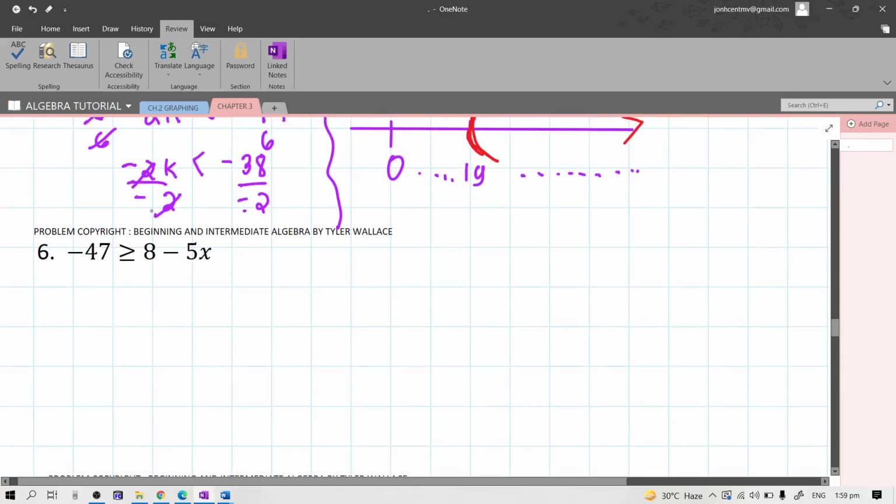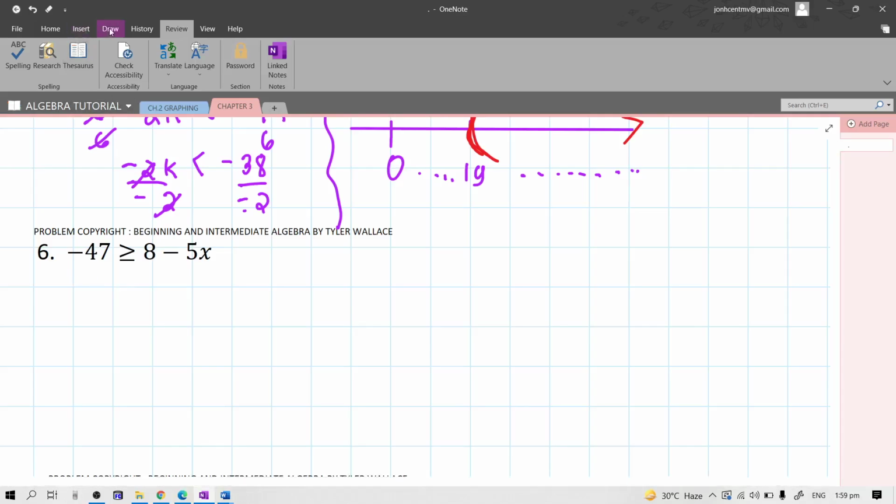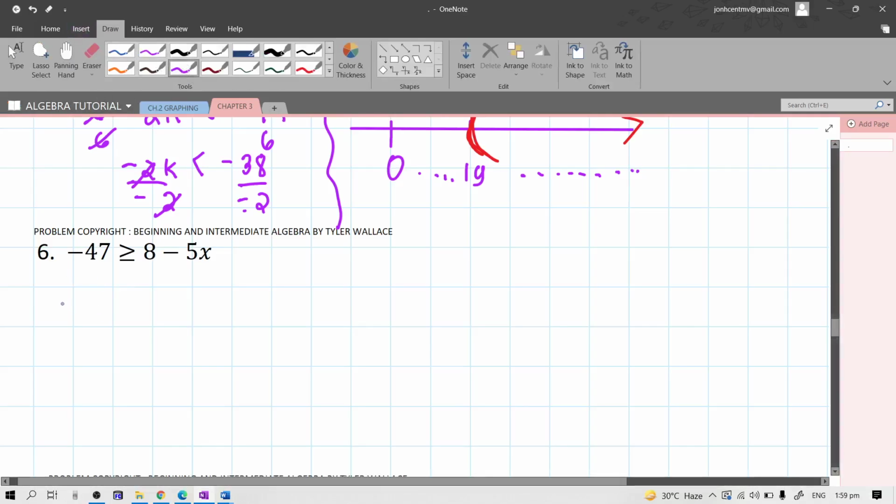Next, for the problem 6, we have negative 47 is greater than or equal to negative 8 minus 5x. So, ganun pa rin. Sulat natin yung equation. So, nandito si x sa kabila, nasa right side. So, stay na lang natin siya dito. So, we have negative 8 para ma-cancel to. And we have negative 8. So, we have negative 55 is greater than or equal to negative 5x.